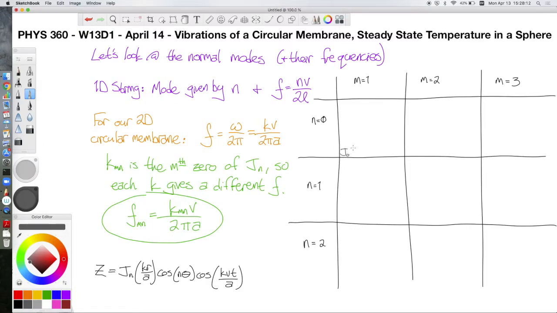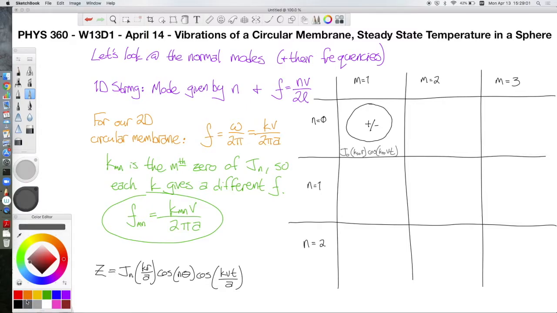We will have j naught of k10 times r times the cosine of k10 times vt. So there's no theta dependence here whatsoever. And it will turn out that this arrangement gives us an entire drumhead that is all vibrating as one single whole. So I'm going to put a plus here to show that this drumhead, or a plus slash minus, to show that this drumhead oscillates up and down the entire thing all at once.